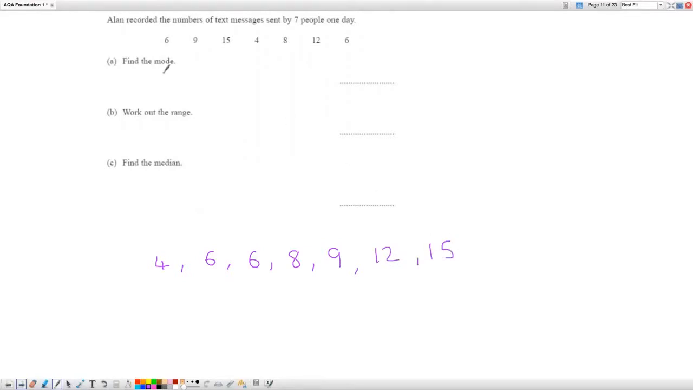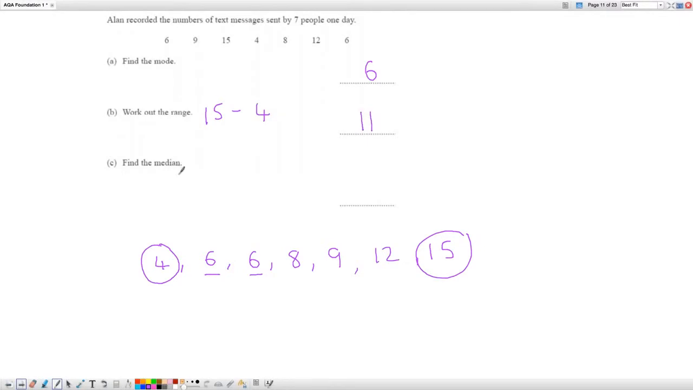First we're asked to identify the mode. This is the number that's the most popular, the most common number. Which number appears the most? Well, we can see here that 6 appears twice and all other numbers only appear once. Therefore 6 is the mode. The range is the biggest number, which in our case is 15, subtract the smallest number, which is here 4. 15 subtract 4 gives us our range of 11.